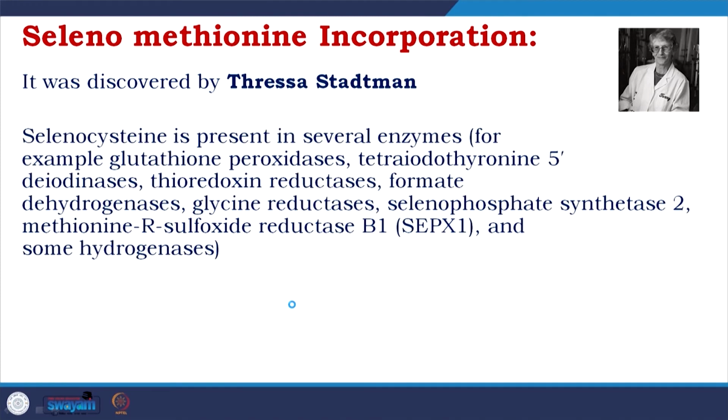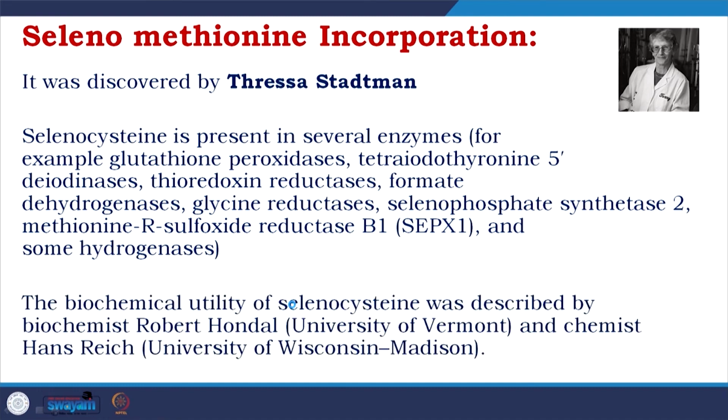Selenocysteine, so I talked about selenomethionine, another sulfur analogue is selenocysteine. Selenocysteine is present in several enzymes: glutathione peroxidases, tetraiodothyronine 5' deiodinases, thioredoxin reductases, formate dehydrogenases, glycine reductases, selenophosphate synthetase 2, methionine R sulfoxide reductase B1 or SEPX1 and some hydrogenases. The biochemical utility of selenocysteine was described by biochemist Robert Hondal from University of Vermont and chemist Hans Reich, University of Wisconsin, Madison.